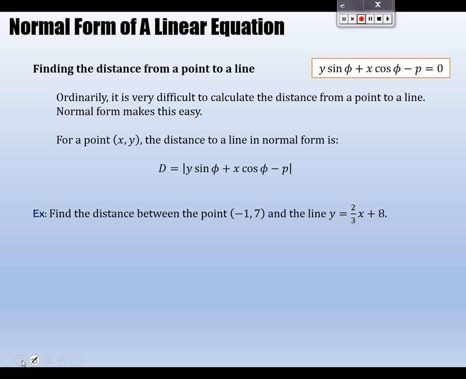I'm going to try and do it in the next 60 seconds. We'll see how much we can get into. The first goal here is for me to get this into normal form. Once it's in normal form, I'm just going to plug in -1/7. If I get 0, that means it's on the line, and the answer is 0 units away. If I get a number like 5, then it's 5 units away.